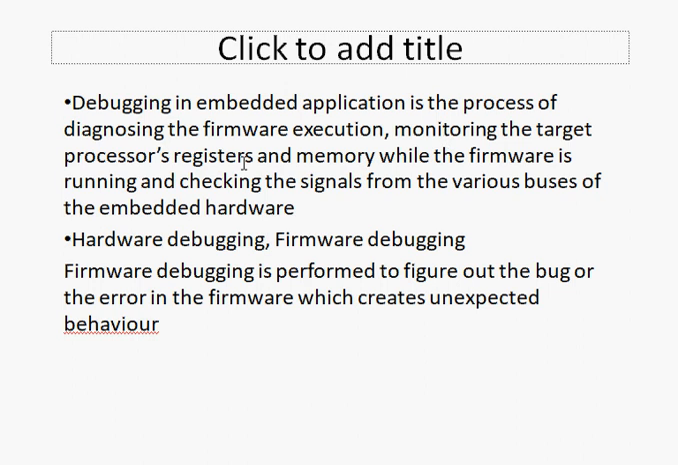So you can monitor the target processor's register content, and memory content also you can visualize. You can go to the memory and see whether right now the code is working in the data segment or in the code segment. Even that you can visualize, and it can be visualized when the firmware is running, at the same time. And coming back to debugging, specifically firmware debugging is a process in which we figure out whether there is any bug present in the firmware due to which it behaves unexpectedly.